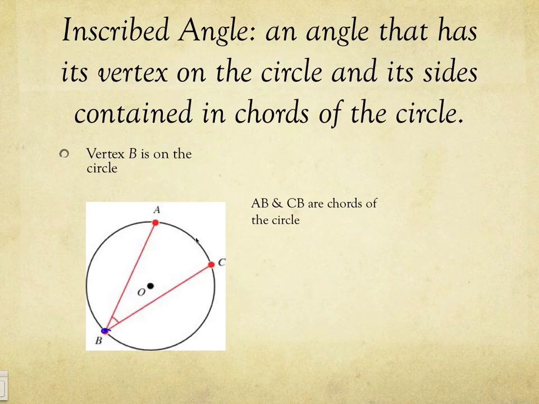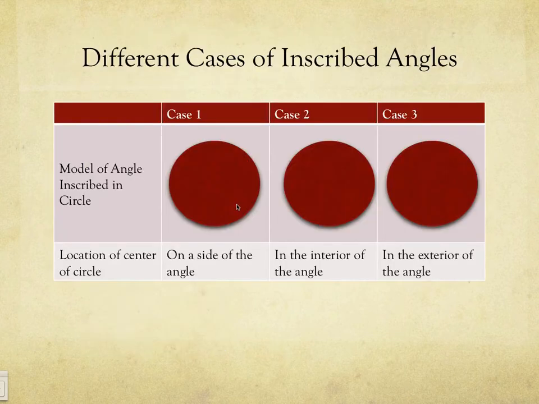Therefore, if we have a second point here, D, we can say that arc ADC is the arc intercepted by angle ABC. There's a couple different cases that we can talk about for inscribed angles.